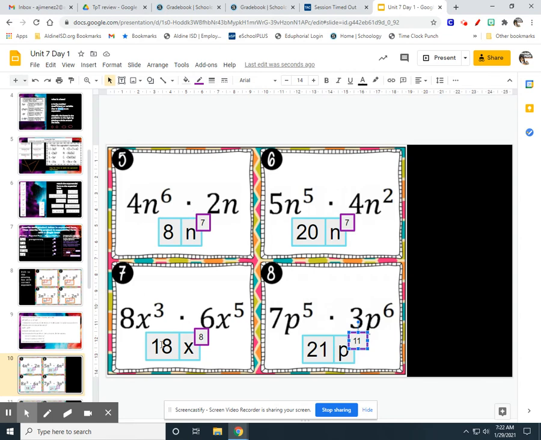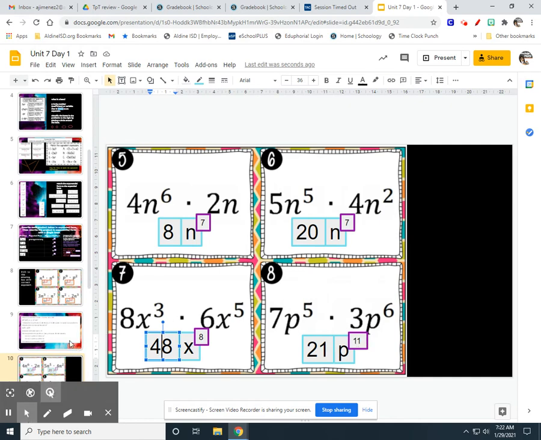8 times 6, I don't know why I put 18, but we all know that should be 48. 3 plus 5 is 8. 7 times 3 is 21, and 5 plus 6 is 11. Okay? All right. Let's see.